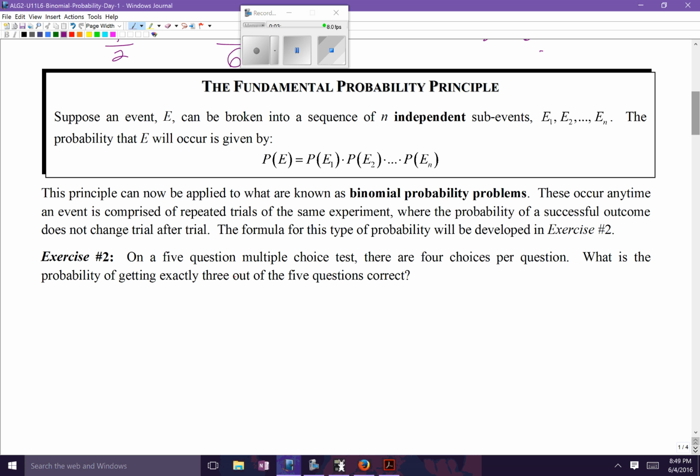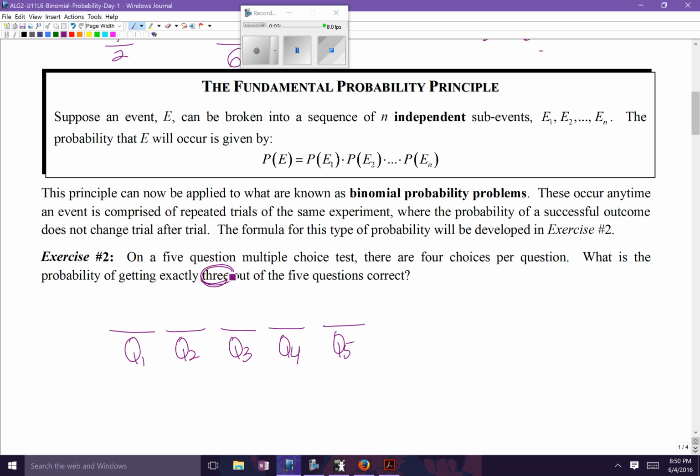So let's see. On a 5-question multiple choice test, there are 4 choices per question. What is the probability of getting exactly 3 out of the 5 questions correct? Well, let's see. 1, 2, 3, 4. Here are my 5 questions. Question 1, question 2, question 3, question 4, question 5. So let's go ahead and take care of getting exactly 3 correct.